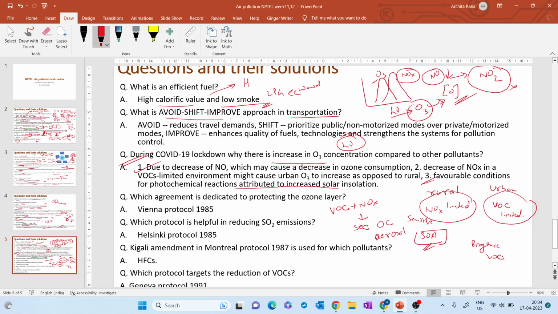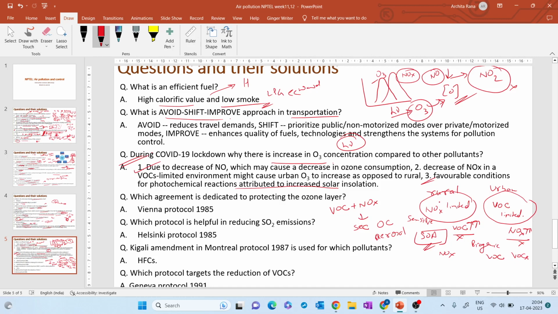In urban locations, because there is a lot of traffic, the NOx concentration is generally very high, and the VOC concentration varies. So you can say here the VOC is very high, and here the NOx concentration is very high. The pollutants do not depend on this; they depend on the concentration which is less. So here the concentration which is less is NOx. Here the less concentration is VOC.